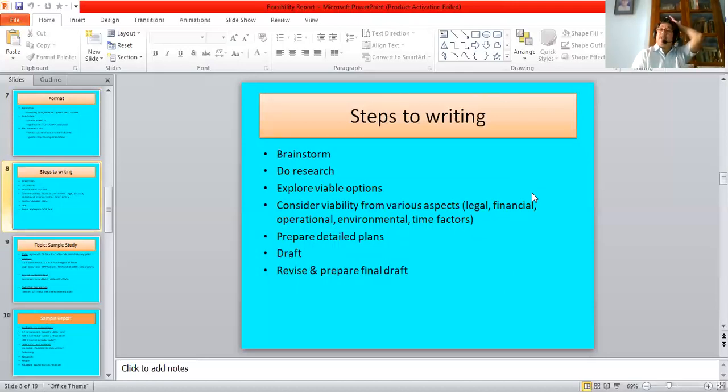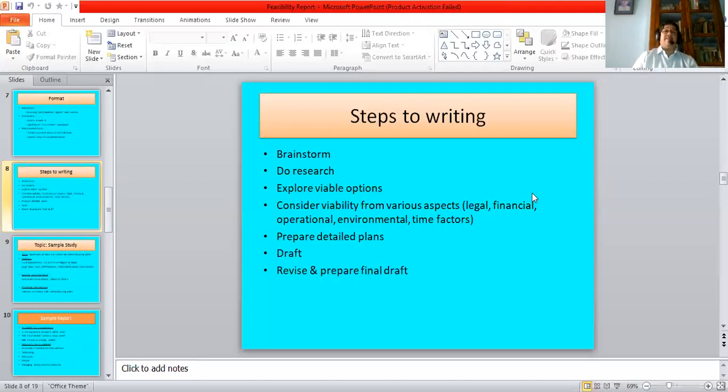Then what comes next, of course, is the doing of research. So once you have got the main ideas, or you have thought of some ideas and points, then please do research intensively on these ideas and get the necessary background for doing your study. Then you identify the options which are available or which are existing, and then explore them one by one. Then consider the viability from various aspects: legal, financial, operational, environmental, involving time factors, and so on. So look at it from different contexts, different perspectives, and varied prospects. Prepare detailed plans on the basis of your study as much as possible.